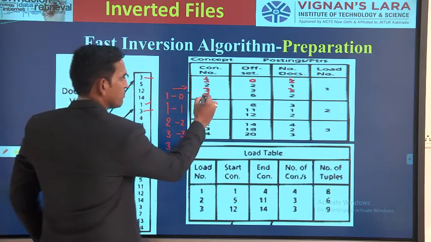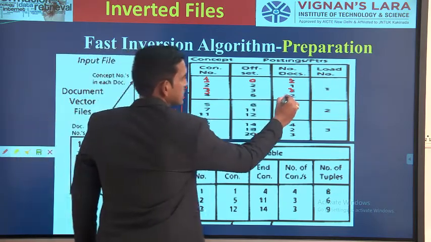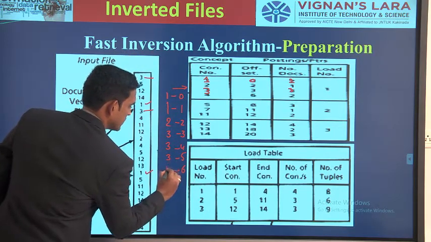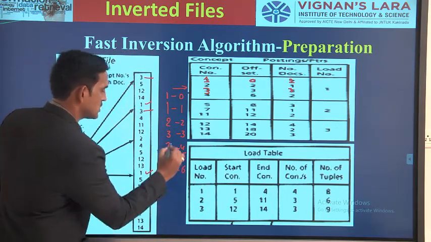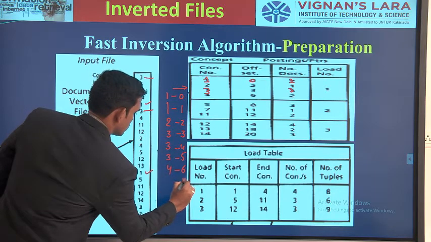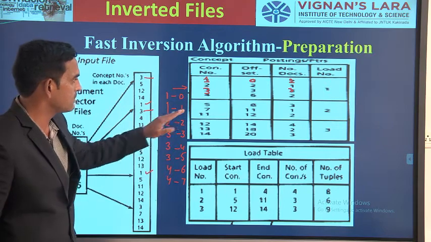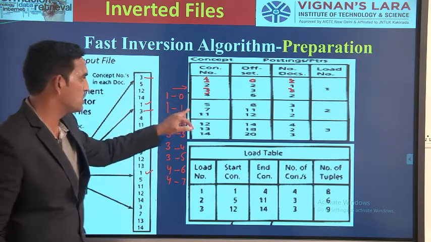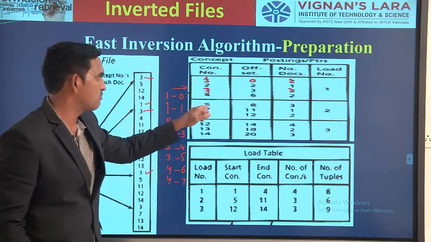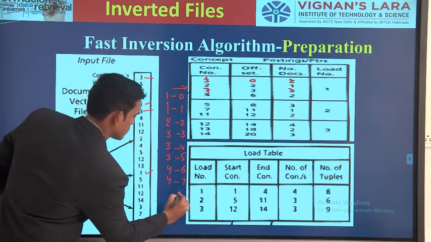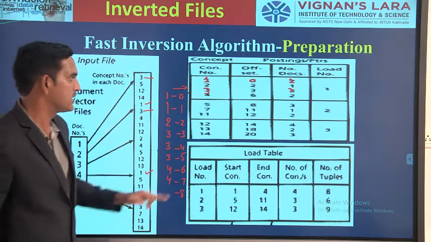Next, if you go for the fourth concept, it is present in 2 documents. So the fourth concept will be present at offset 6. Since it is present in 2 documents, your 7th offset also will contain the 4th concept. In a similar manner, for concept 5, which is present in 3 documents, your offset will start from 8.